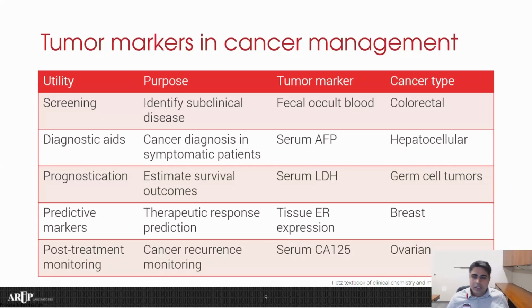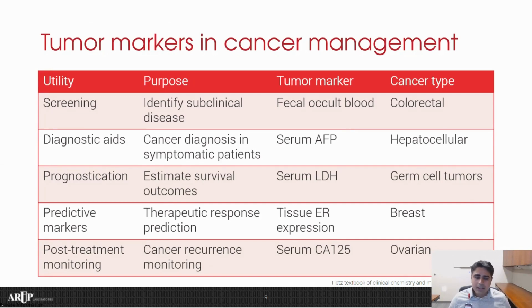Another utility of tumor markers is predicting therapeutic response. Again, a good example here is tissue expression of estrogen or progesterone receptors in breast cancer biopsy specimens. If those specimens are found to have estrogen or progesterone receptors, then that would guide hormonal therapy for that patient in the context of breast cancer.